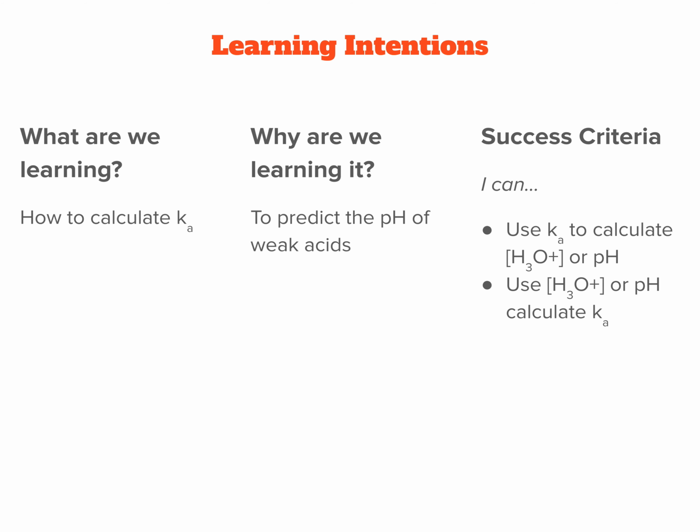Today we're talking about Ka. We're doing this so we can predict the pH of weak acids, and our success criteria is being able to use Ka to calculate hydronium ion concentration or pH, and vice versa, starting with the pH or hydronium ion concentration, being able to figure out Ka.